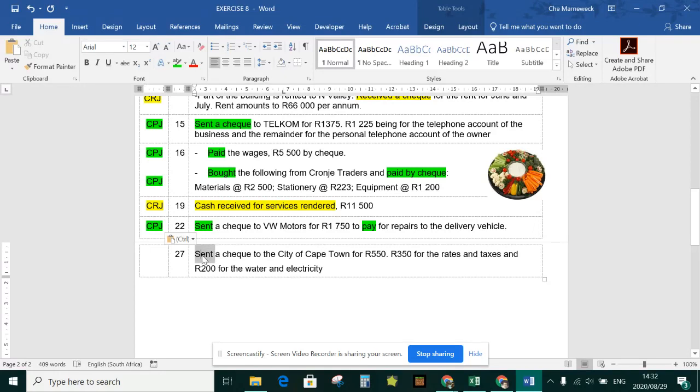Day 27, we are sending a check to the city of Cape Town because we are paying for things. So that's going to be cash payments journal.